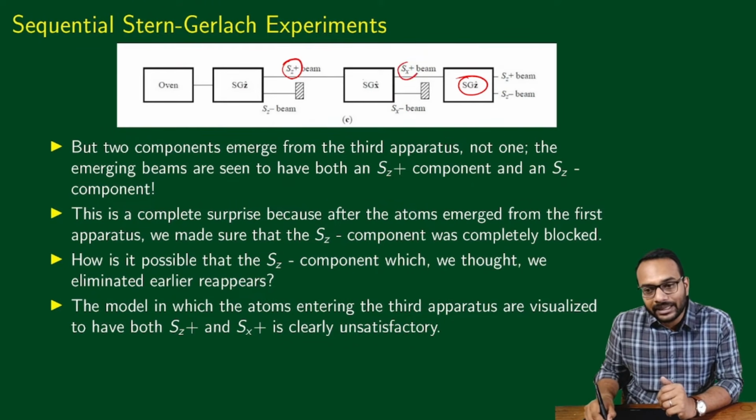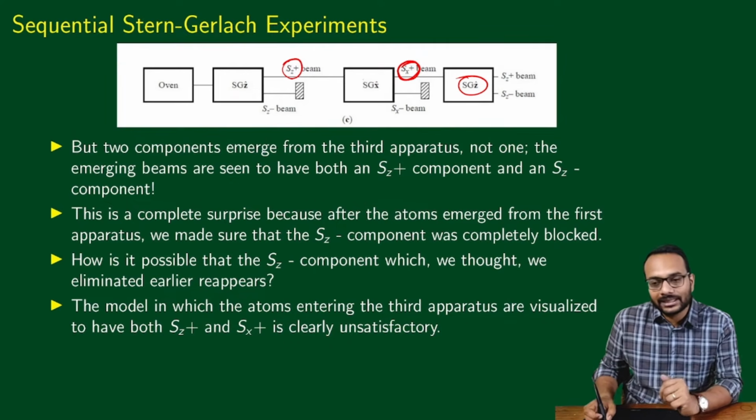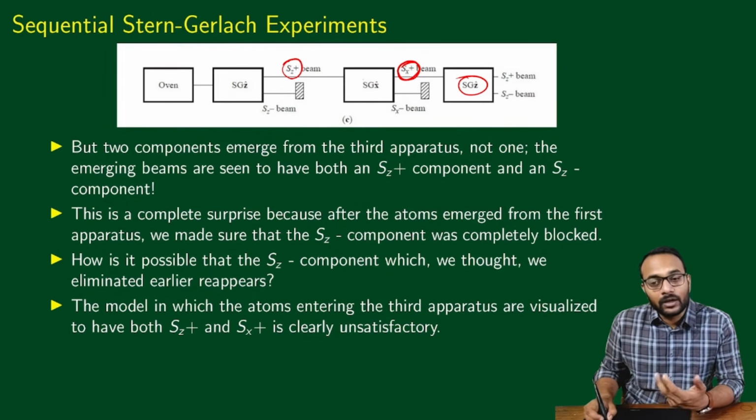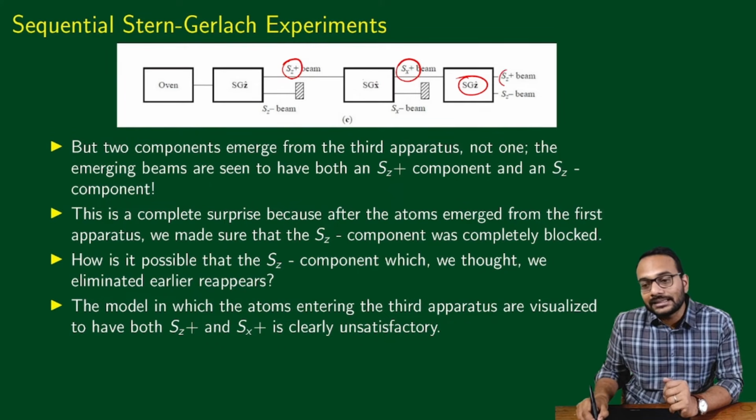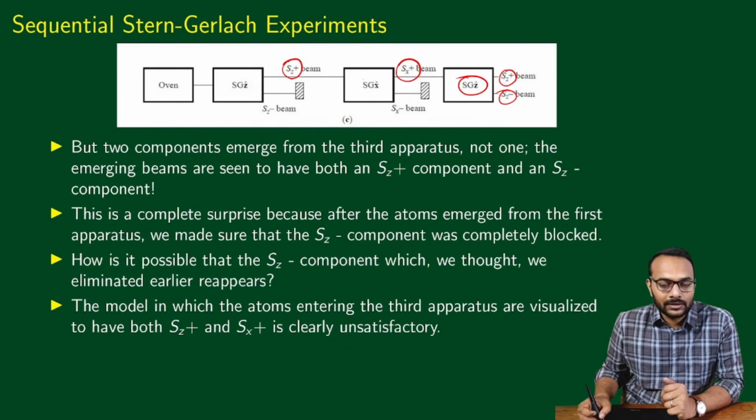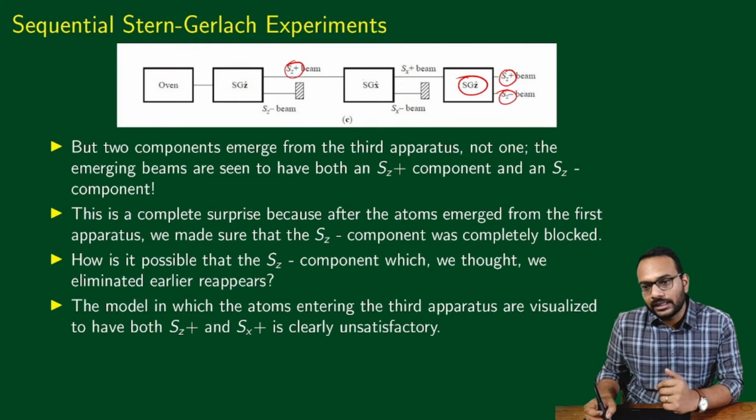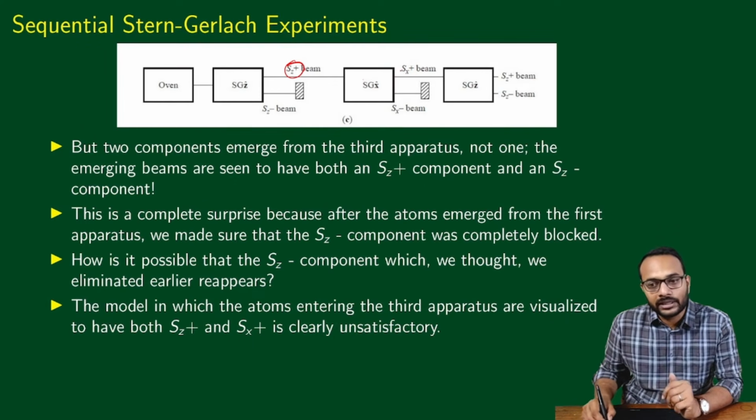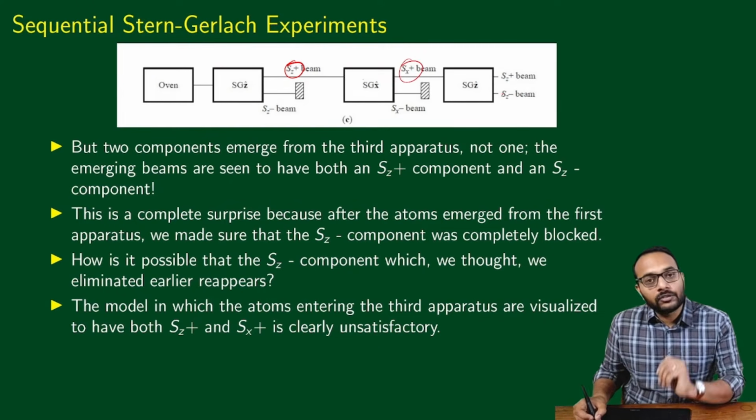Now, if the beam is characterized by an Sx plus beam, that is, plus h cross by 2 spin along the x direction, then it could have both Sz plus and Sz minus components. So this means that if the z component of spin is definite, the x component of spin is uncertain. It could be either Sx plus or Sx minus. Similarly, if the beam is characterized by Sx plus, then the z component of spin is completely uncertain. If you have a definite spin component along the x direction, then the z component of spin is completely uncertain.